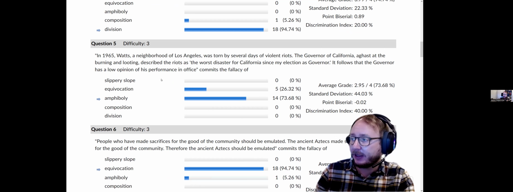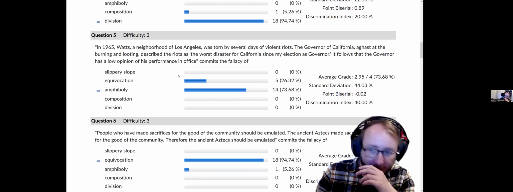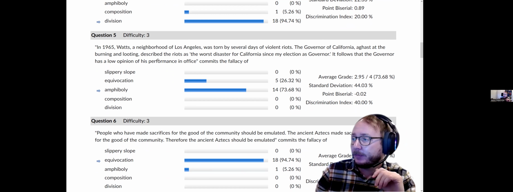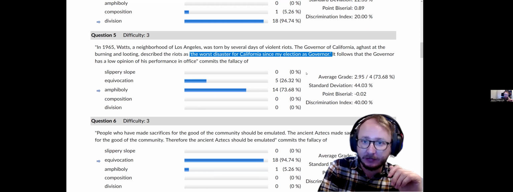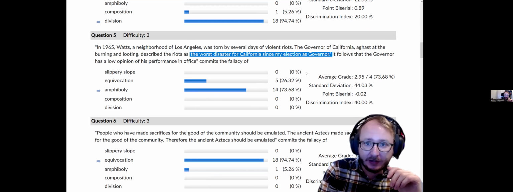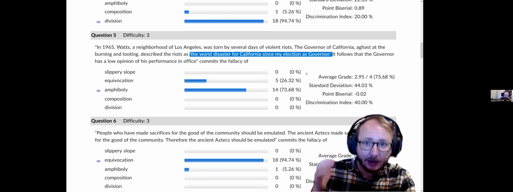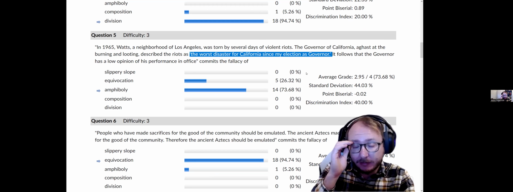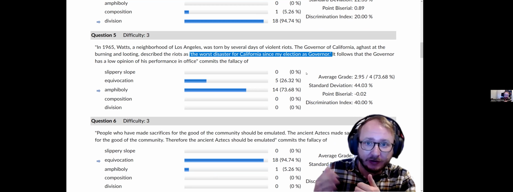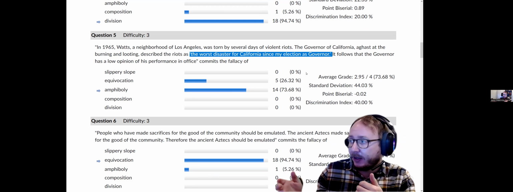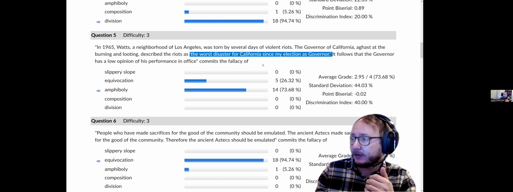All right, question 5 is a little tricky. So this is our first amphiboly. There's a portion of the argument here which is amenable to two different interpretations. One of those interpretations is a reasonable one, which is probably what the person intended to say. And the other interpretation is an unreasonable one that the conclusion depends on, right? So here there are two different interpretations of this portion of the argument.